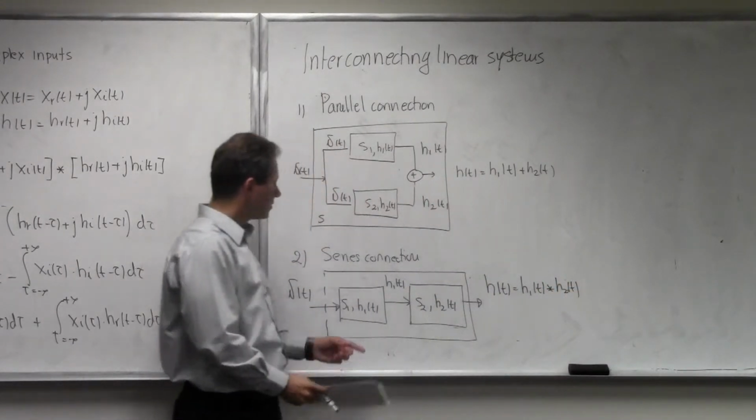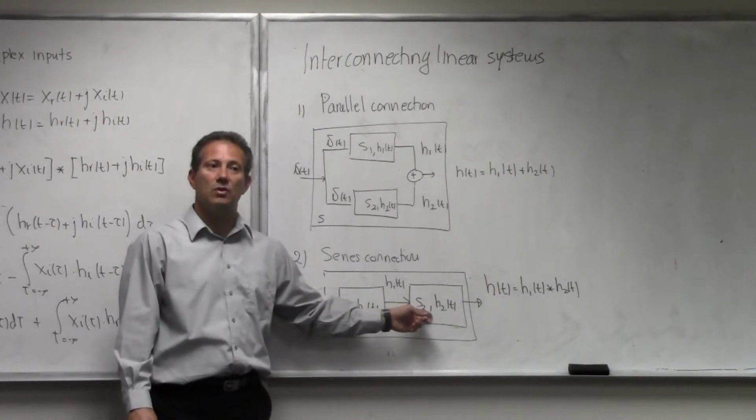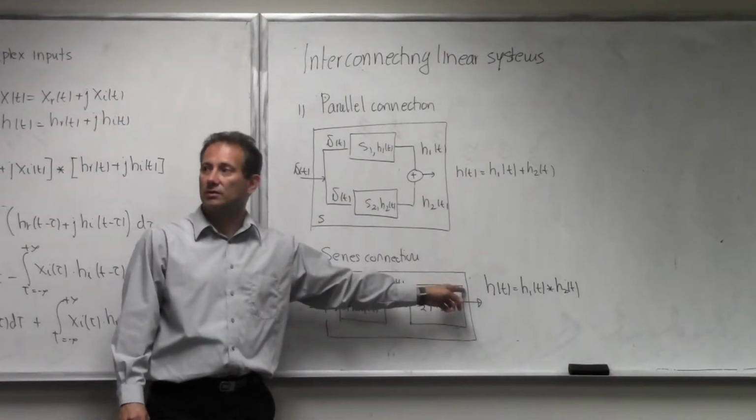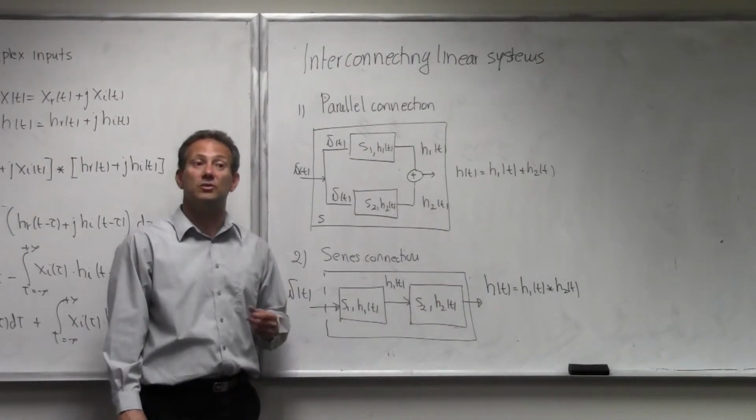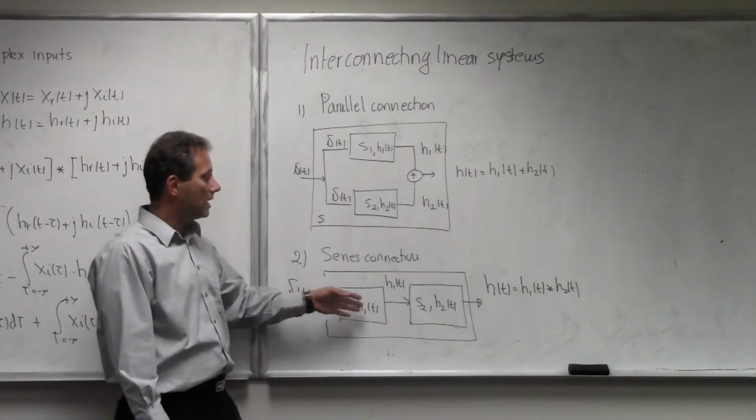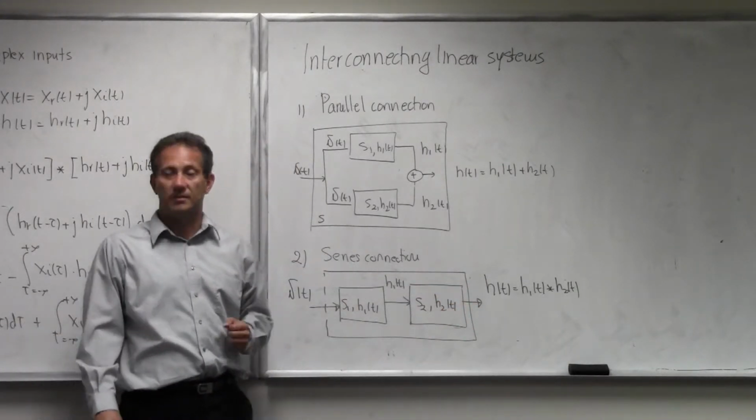If the duration of h1 of t is T1, and the duration of h2 of t is T2, what is the duration of the overall response? T1 plus T2, right? So you can see if you concatenate a lot of systems, your impulse response tends to spread in time.